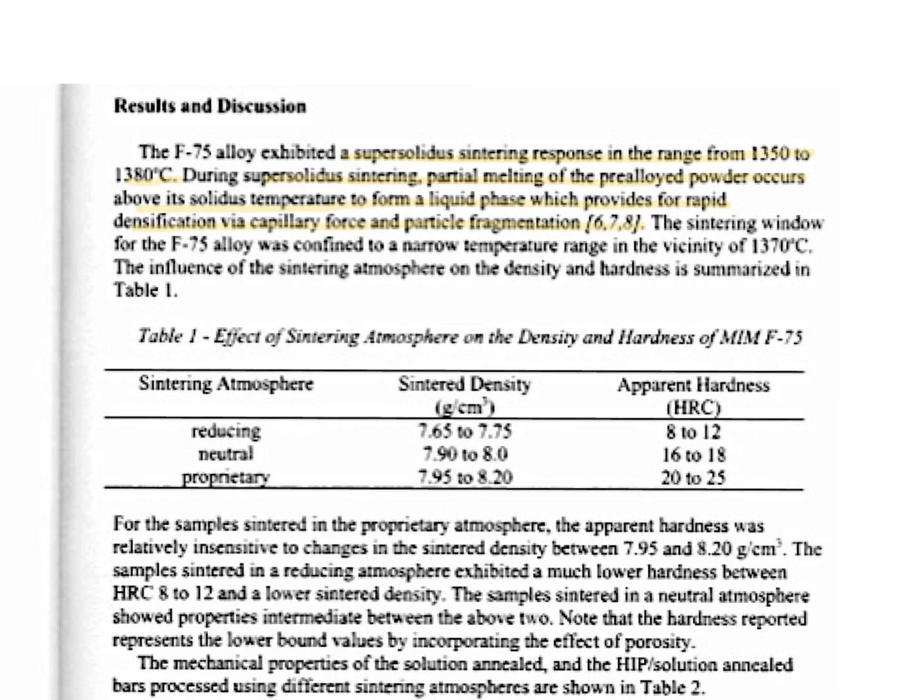All right, and then as I said before, we have these different atmospheres. And the reducing atmosphere, which of course is going to be a hydrogen-containing one, gives 7.65 to 7.75. And then we're using, as I talked about before, hardness as a stand-in for mechanical testing because hardness is easy. All right, so we have 7.6, 7.75. We go to a neutral. All right, the density goes up, and our properties also tend to increase. But then the proprietary system gives us even better values of density and better values of mechanical properties as well.